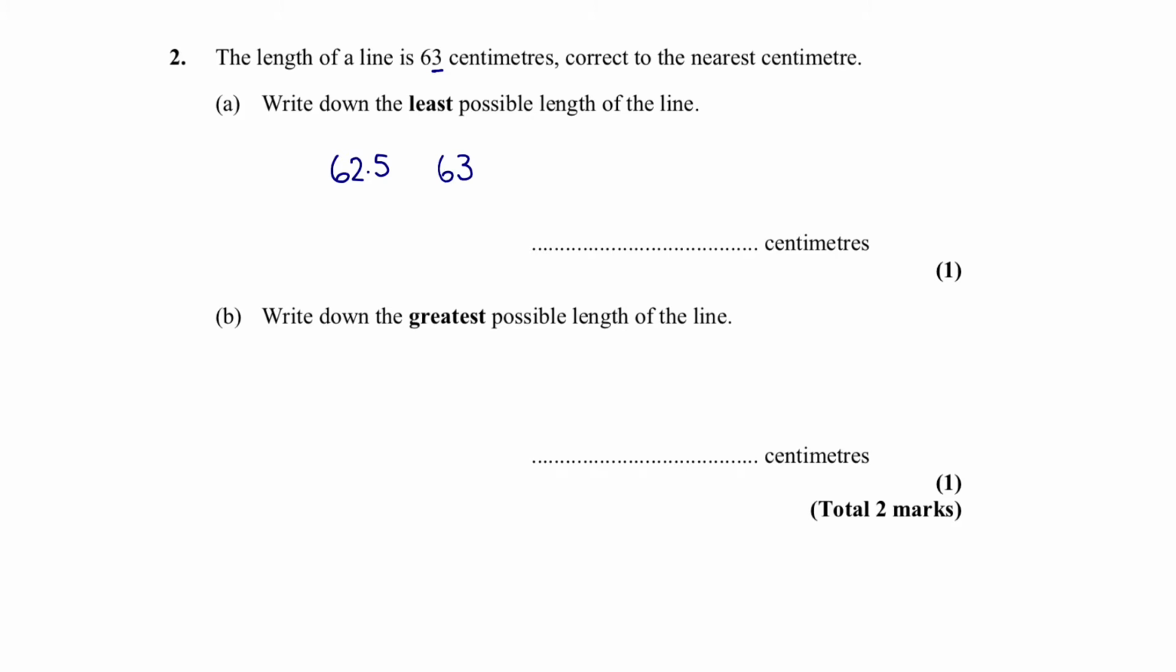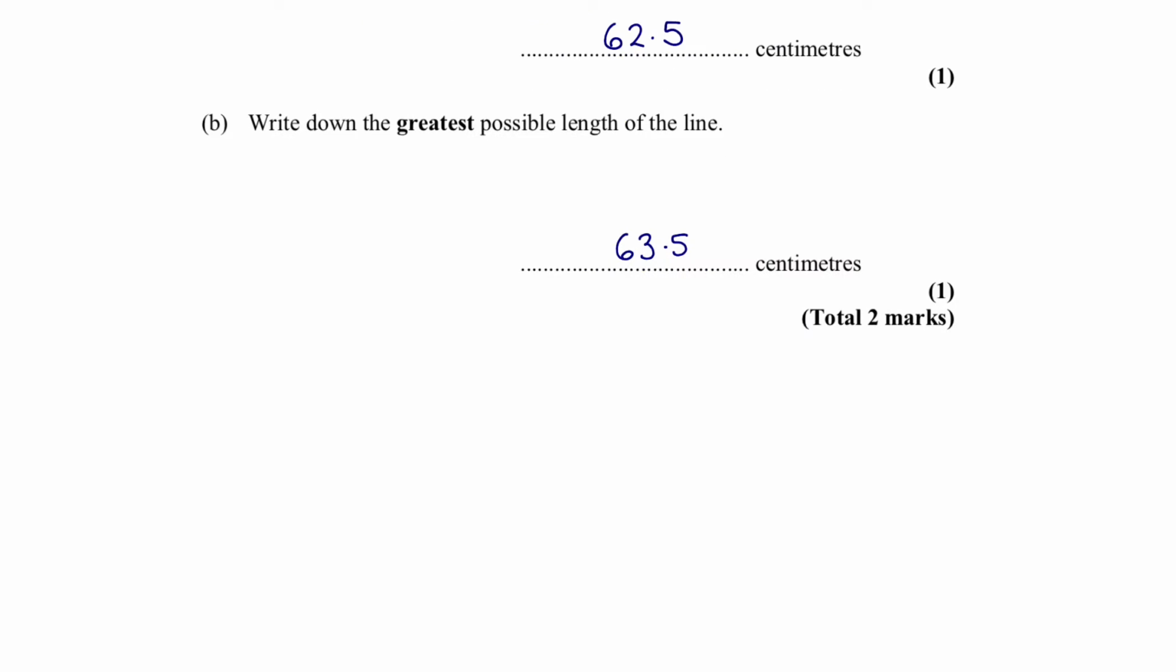As long as it's less than 63.4999, etc. Here we go with the nines again. So the least possible length of the line would be 62.5 centimetres, and the greatest possible length of the line would be 63.5 centimetres. Okay.